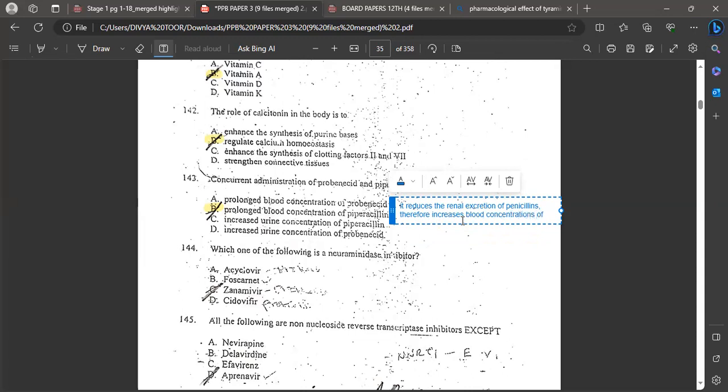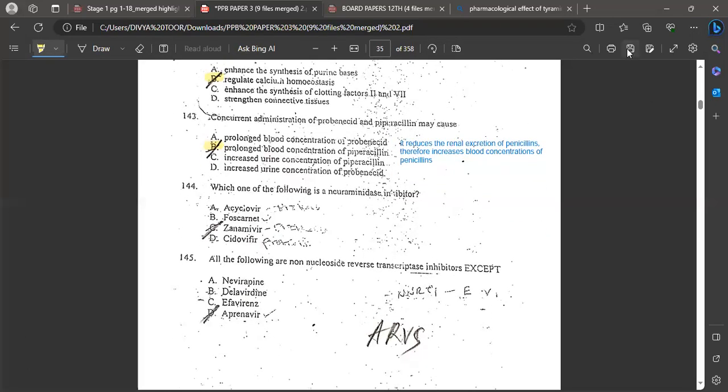Okay, 143B. 144, which one of the following is a neuraminidase inhibitor? Acyclovir, foscarnet, zanamivir, cidofovir. Guys, answer. The indicated answer is zanamivir.